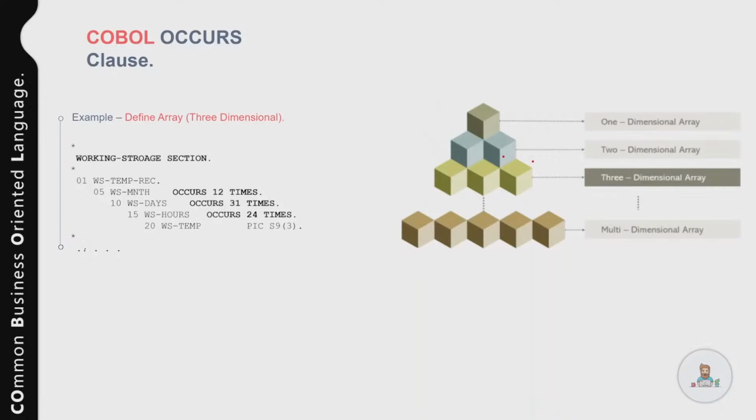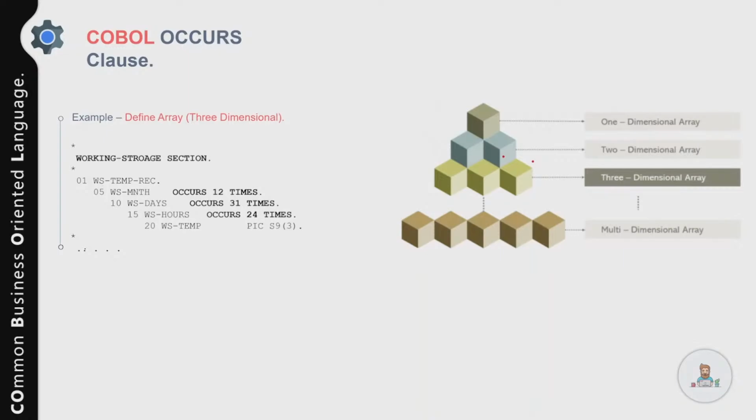So we would be storing the temperature for the entire year, and within that month, in order to store the temperature for an individual day, I've defined the next variable at level 10, that is ws-days, occurs 31 times. So every month we're going to have 31 days. Next, at level 15, I've defined the hour, and that occurs 24 times. And after that, I've defined the variable that is going to hold the temperature.